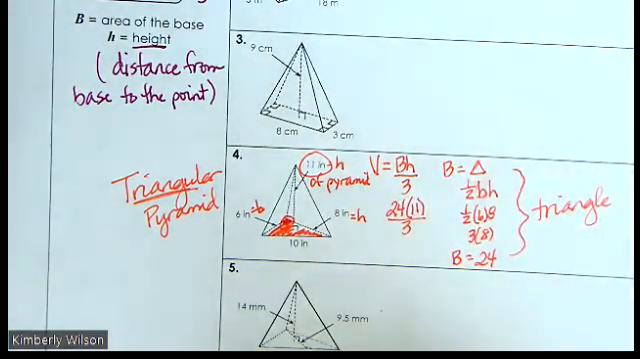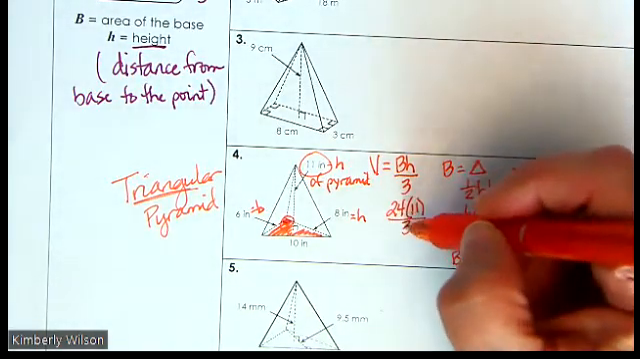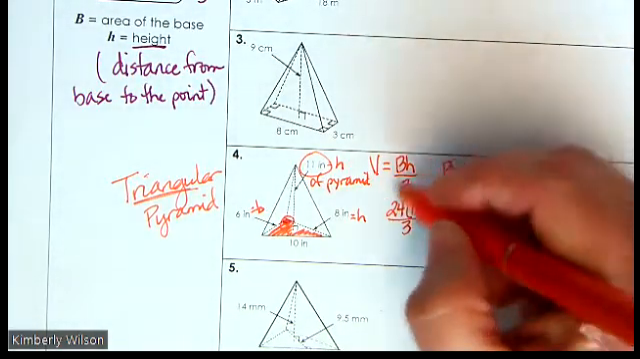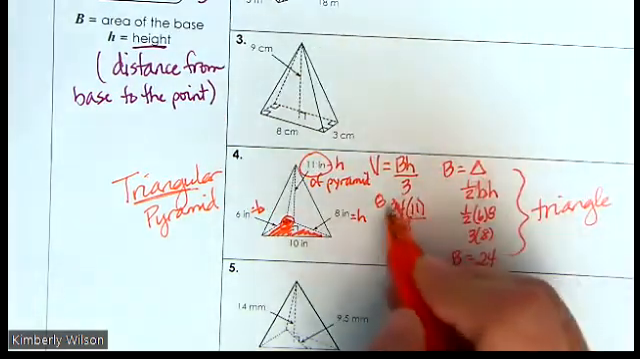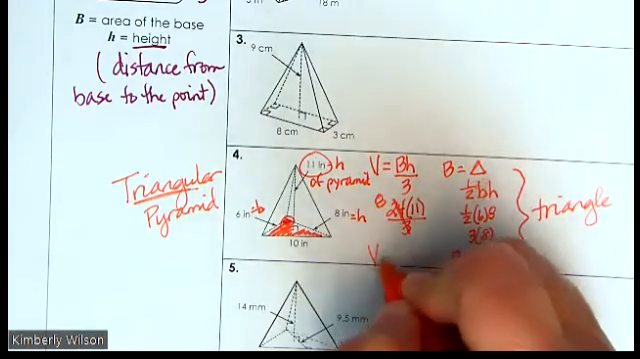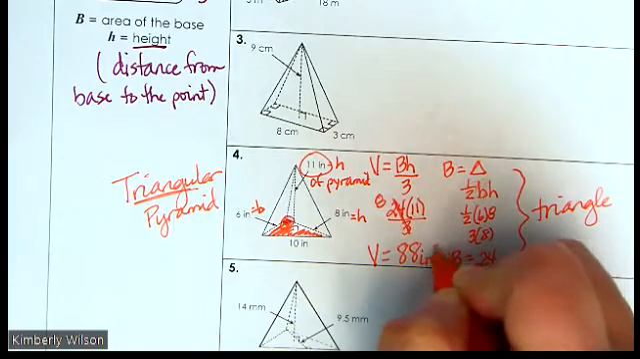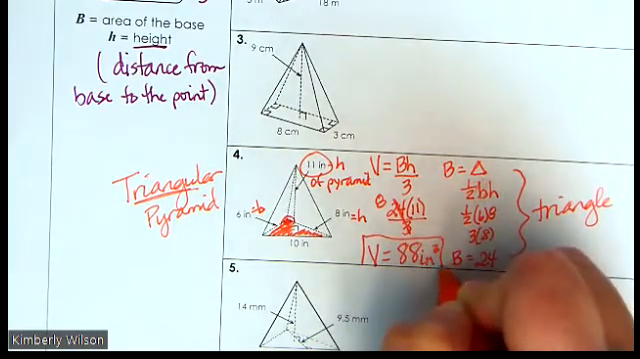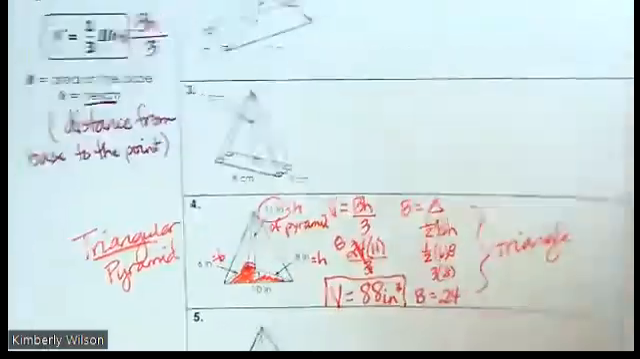Now, one thing you may notice at this point is, well, hold up. 24 and 3, that can cancel. That can be divided. 24 divided by 3 equals 8. So now I'm doing 8 times 11, which gives me a volume of 88 inches cubed. And there's my final answer. Okay, next question. Jumping over to talking about cones.